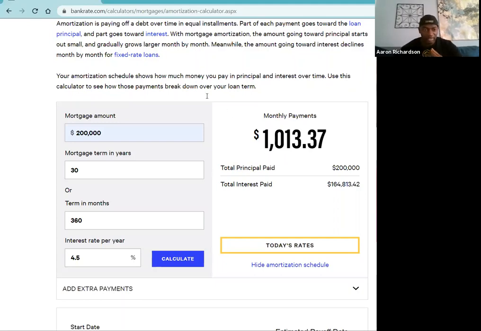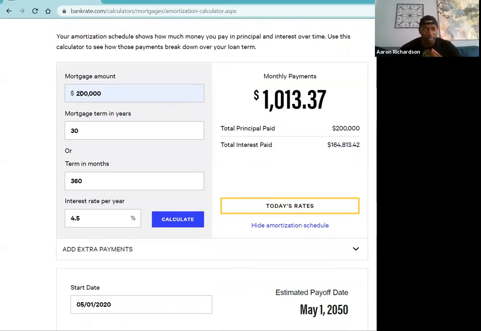So I'll show you guys an example here. For this example, I used a loan amount of $200,000. This person is getting a 30-year fixed rate loan, which is 360 months, and their interest rate is 4.5%. Based on this calculation, our monthly principal and interest payment is $1,013.37.